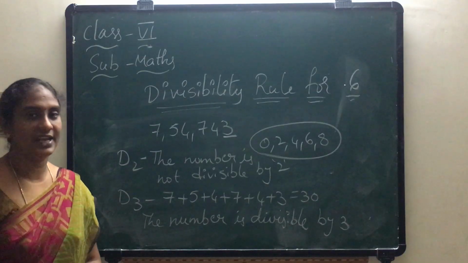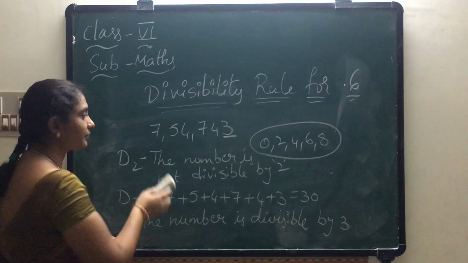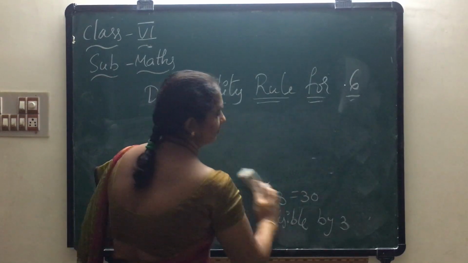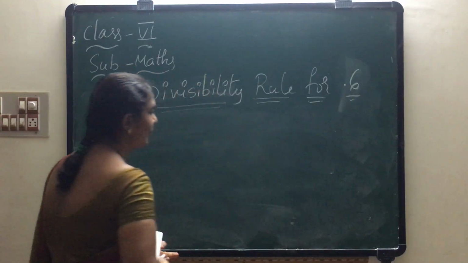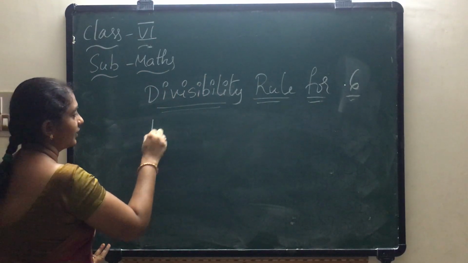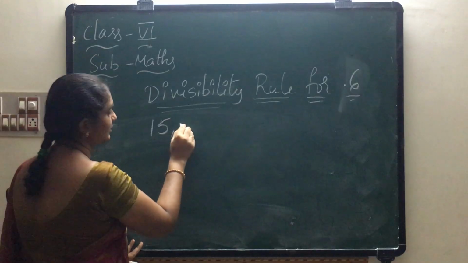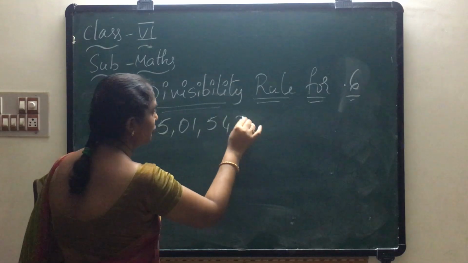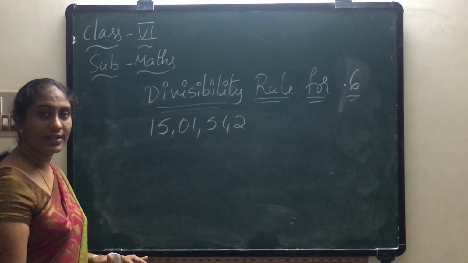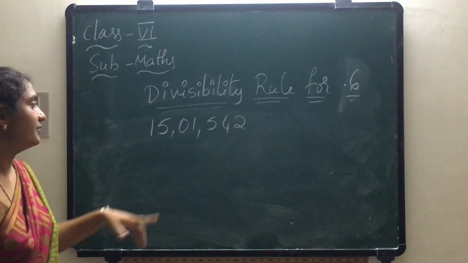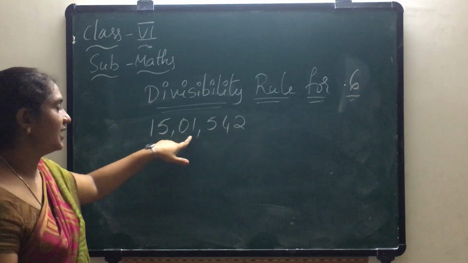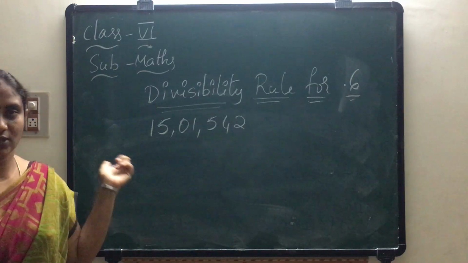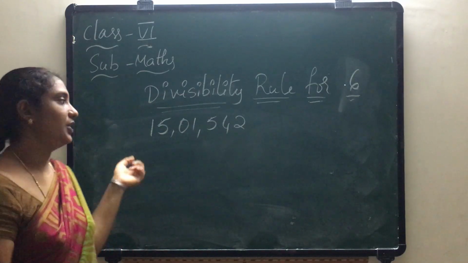Okay? Once again I am telling, see. One more example. 15 lakhs 1542. Okay? What is the number they gave? 15 lakhs 1542. Now, is this number divisible by 6 or not? We have to check here. Now, see.